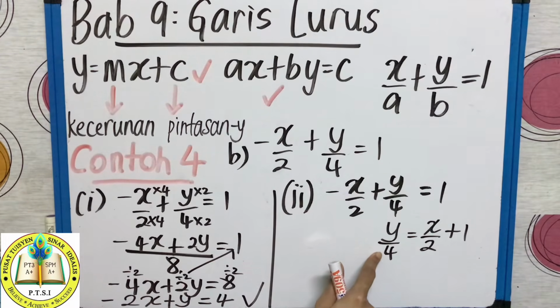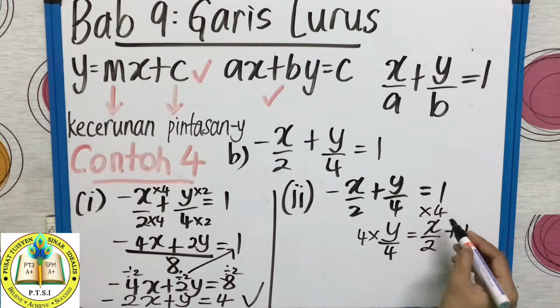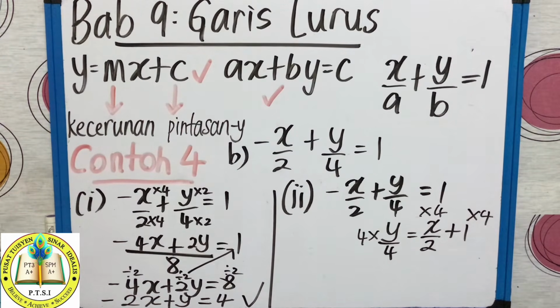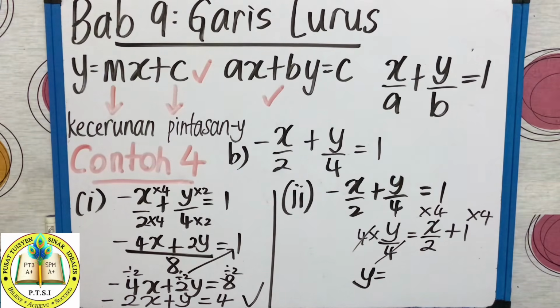Over 4. We don't want the over 4. What must we do, class? Kita tak nak per 4. What can you do? Darab 4, darab 4, darab 4. That's the rule. When you do for 1, you must do for everything. So, kalau kamu tak nak per 4, times 4, times 4, times 4. So, 4 cut. You will get y equal x over 2 times by 4.